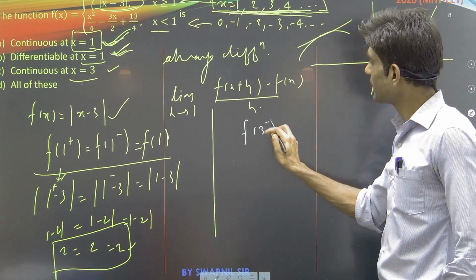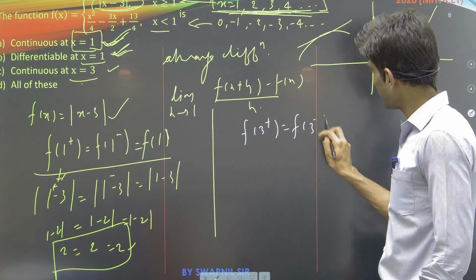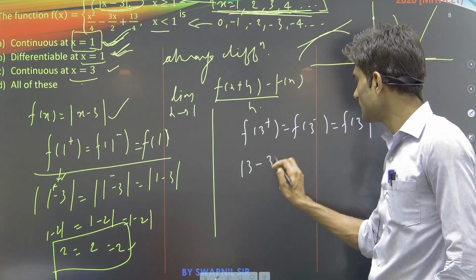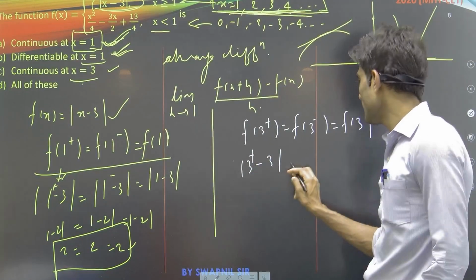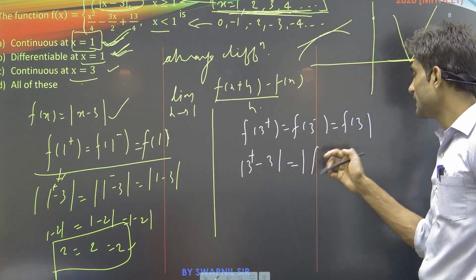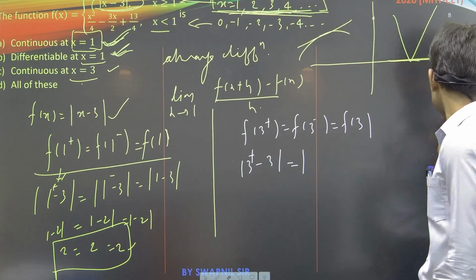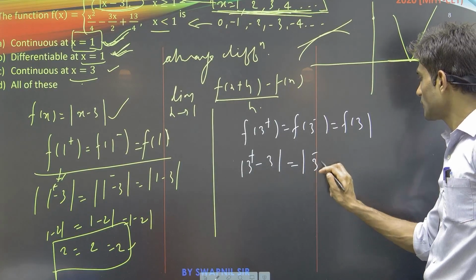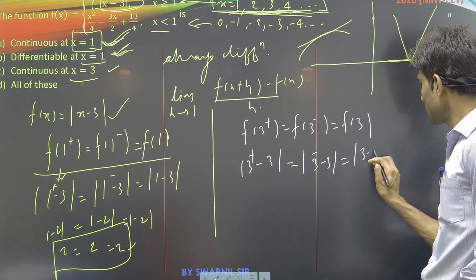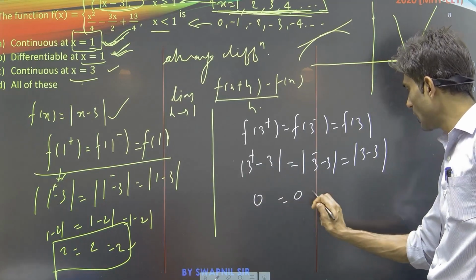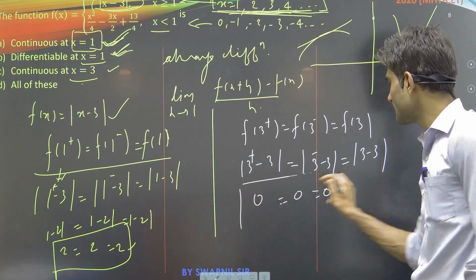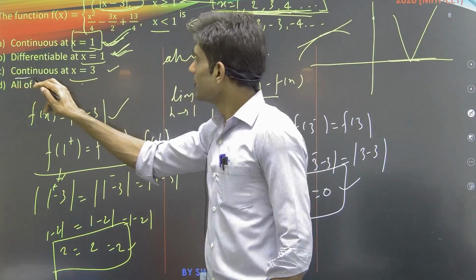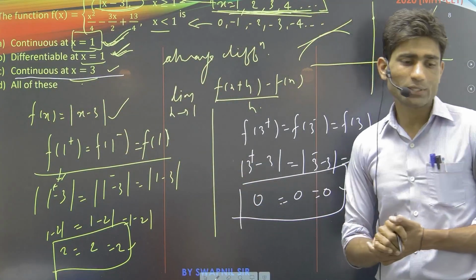f of 3 plus is equal to f of 3 minus, which is equal to f of 3. Okay, f(3 plus) means modulus of 3 minus 3, and f(3 minus) means 3 minus 3. Now observe that 0 equals 0 equals 0. That means all sides give us the value 0. That means we say the function is continuous at the point x equal to 3 here.